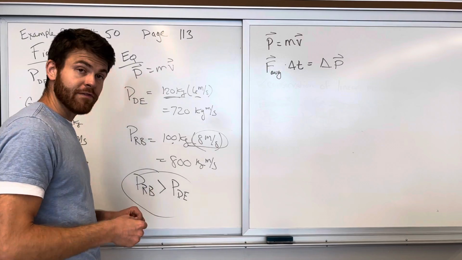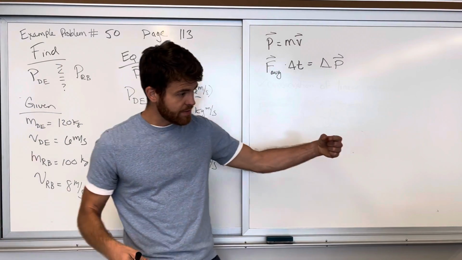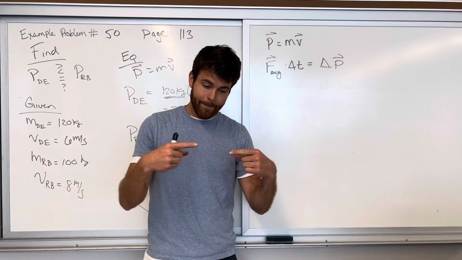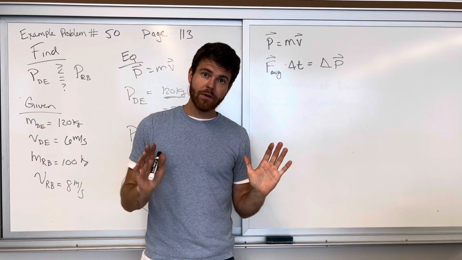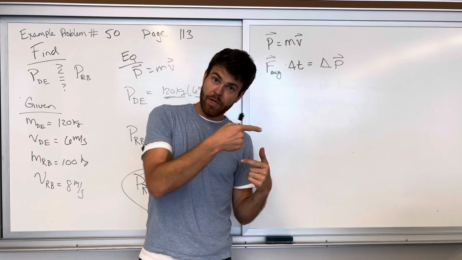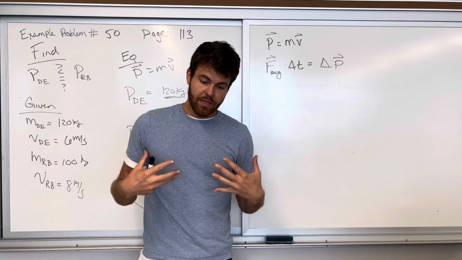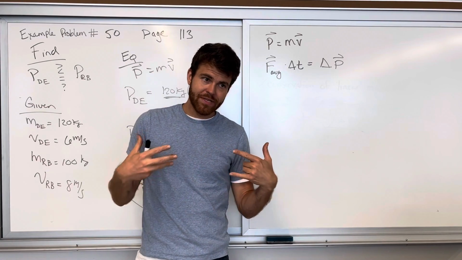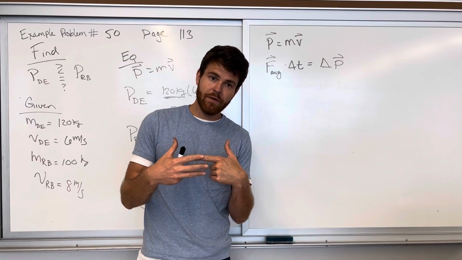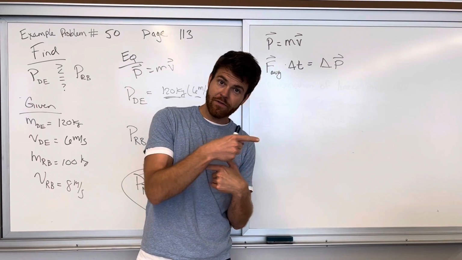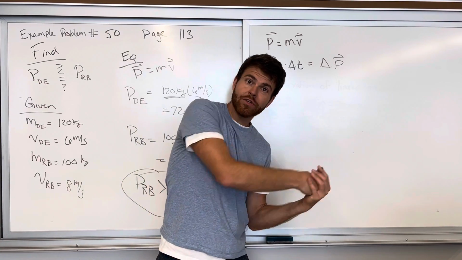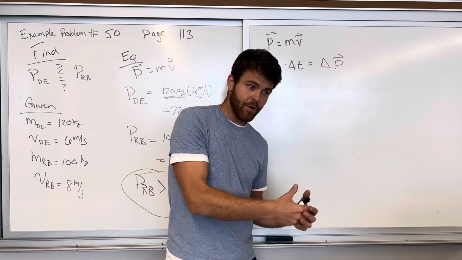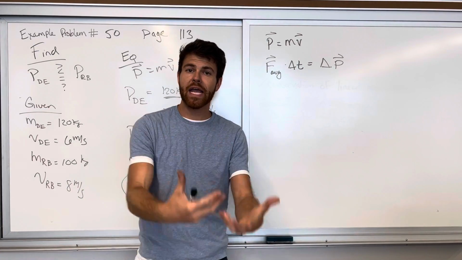So what does that mean? If the two of them collide, if the defensive end is running this way and the running back's running this way, because the running back has more momentum, the total momentum of the system is in this direction, because the greater momentum of the running back cancels out all of the momentum of the defensive end, and there's still a little bit left over in this direction. So whenever they collide, they're going to move in the direction of the running back. They're not going to move in the direction of the defensive end because the running back has more momentum.